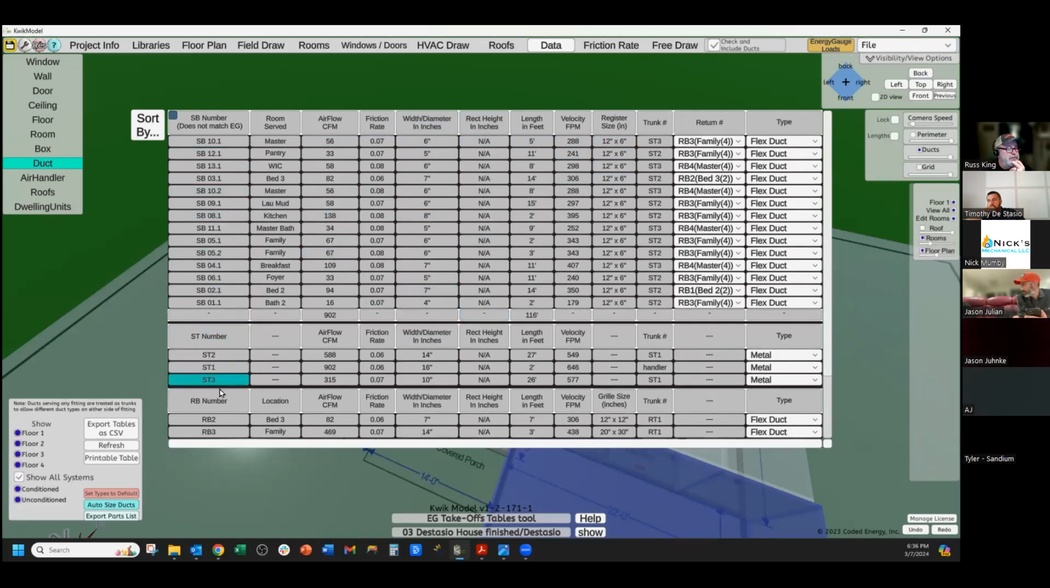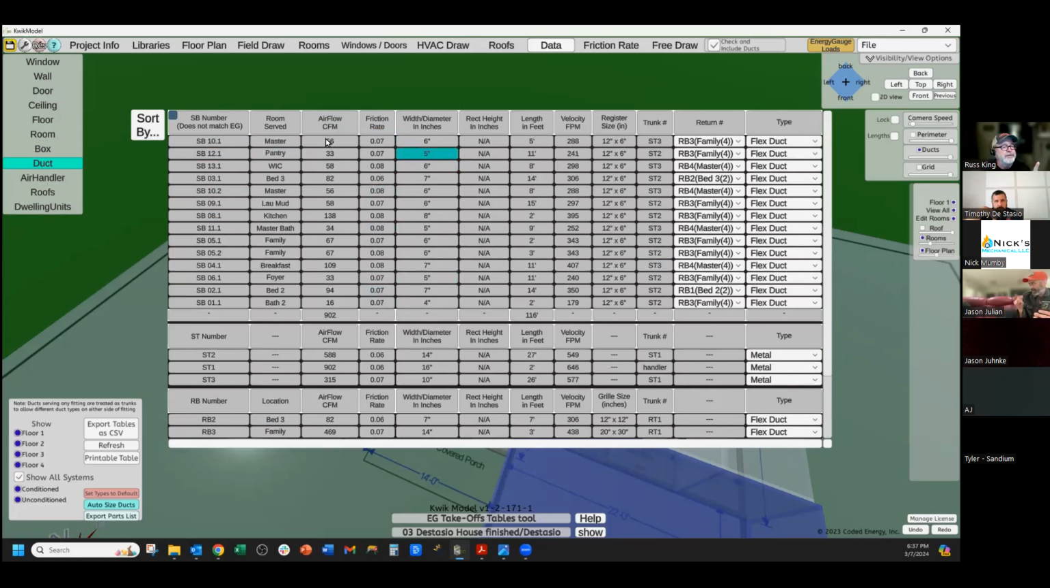Here's your supply trunks. Because we had multiple returns, we have to assign each room to a return. So if you have multiple returns, you say this room is being served by this return. And that's fairly arbitrary. The only time it really matters which room you assign is if there's a return inside of a room that has a closable door, then you want to assign that room's CFM to that return. Otherwise, the air doesn't really care. It's going to go whichever way it needs to go to get to a return, as long as there's no door in the way.